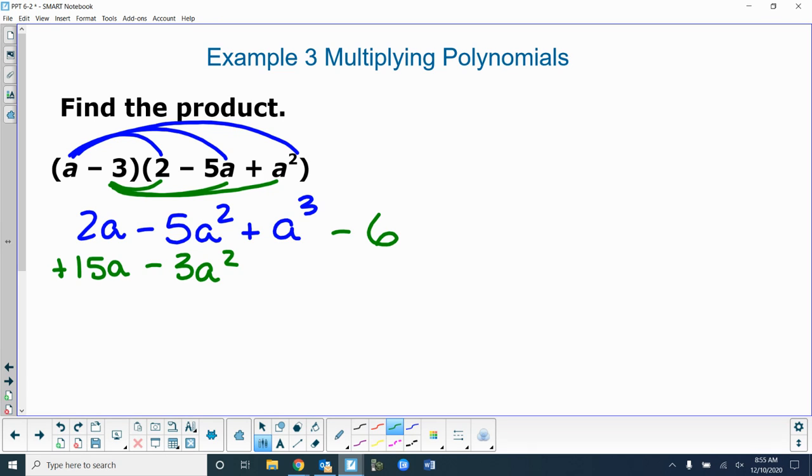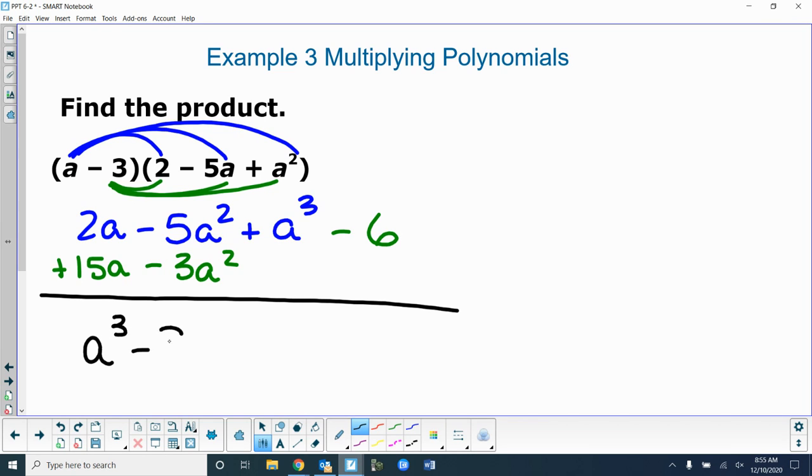So, Cade, what's the final answer? No B's in there. No, I said it would be, oh, okay. A to the third. Good. Getting it in the right order. Minus 8a squared plus 17a minus 6. Good. So let's put it in the right order when we're done. Highest exponent down to the lowest. We okay with that? Any questions?